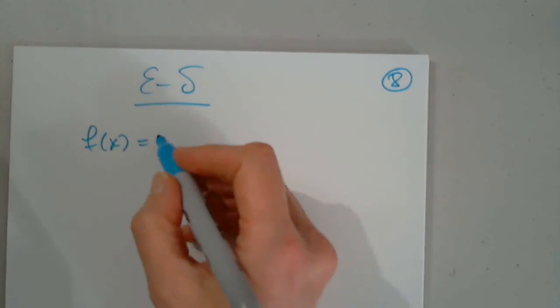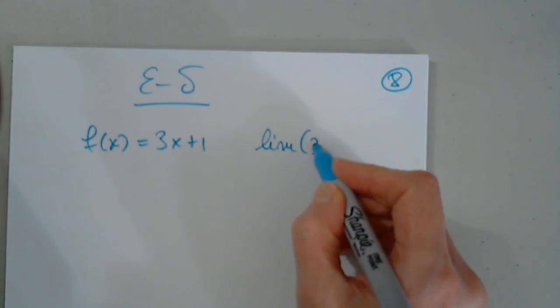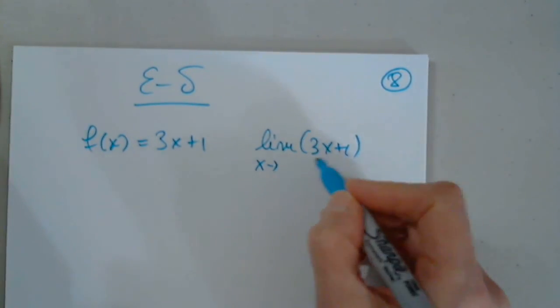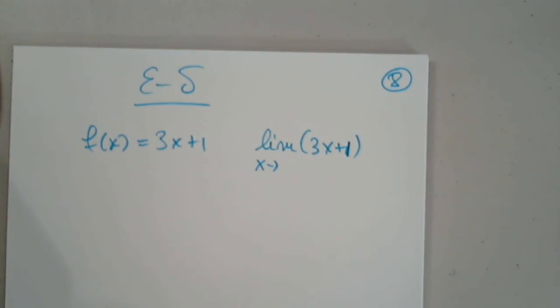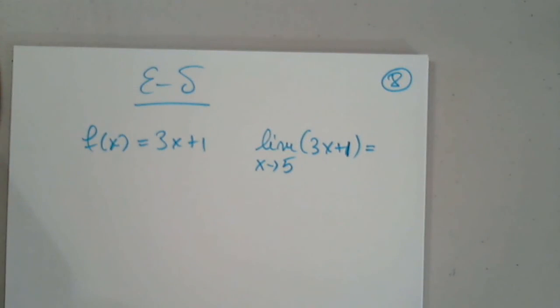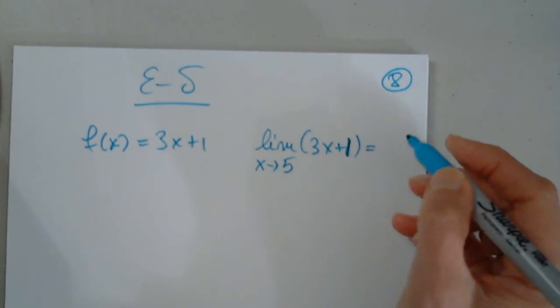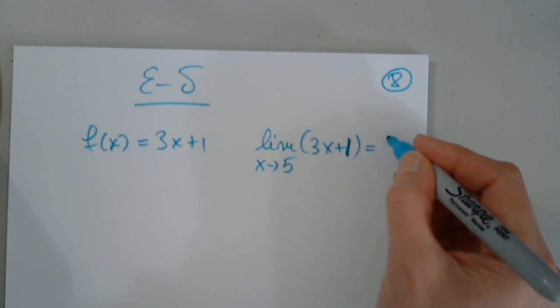3x plus 1, I guess. 3x plus 1. And where do you want the limit of 3x plus 1 to be determined? I guess 5. 5. What is the limit equal to? 9.